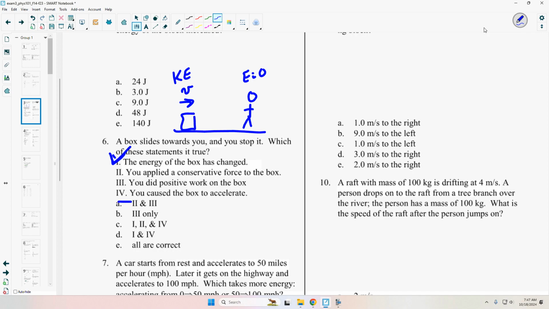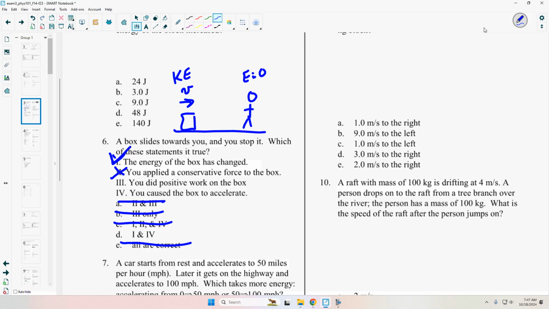By the way, I can get rid of those two, right? I apply a conservative force to the box. Anytime there are touching forces, contact forces, those are not conservative, right? Contact forces do not conserve energy. So I can get rid of 2, that gets rid of C. Oh, and that gets rid of E too. So I can say that it's 1 and 4, definitely. But let's look at number 3 as well.